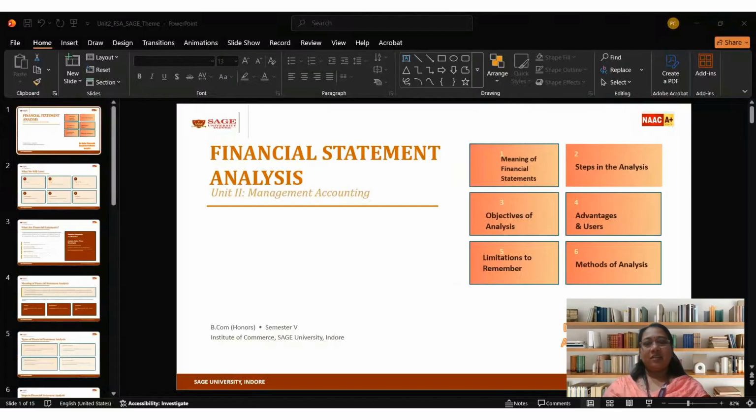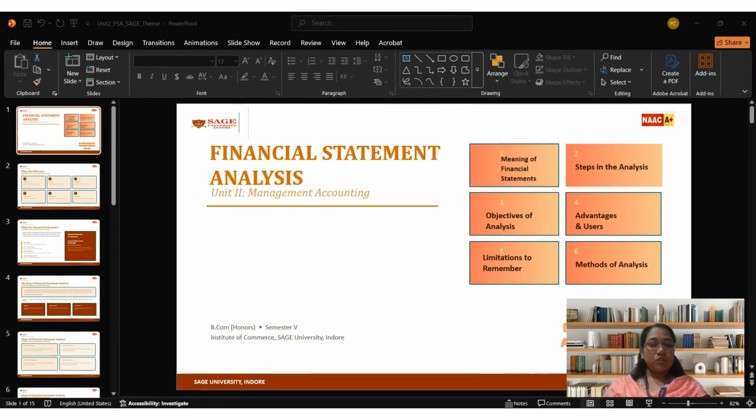Hello, everyone, and welcome back to Management Accounting. In our last unit, we looked at the basics of management accounting itself: what it is, how it differs from financial and cost accounting, and the role of the management accountant. Today, we begin Unit 2, Financial Statement Analysis.